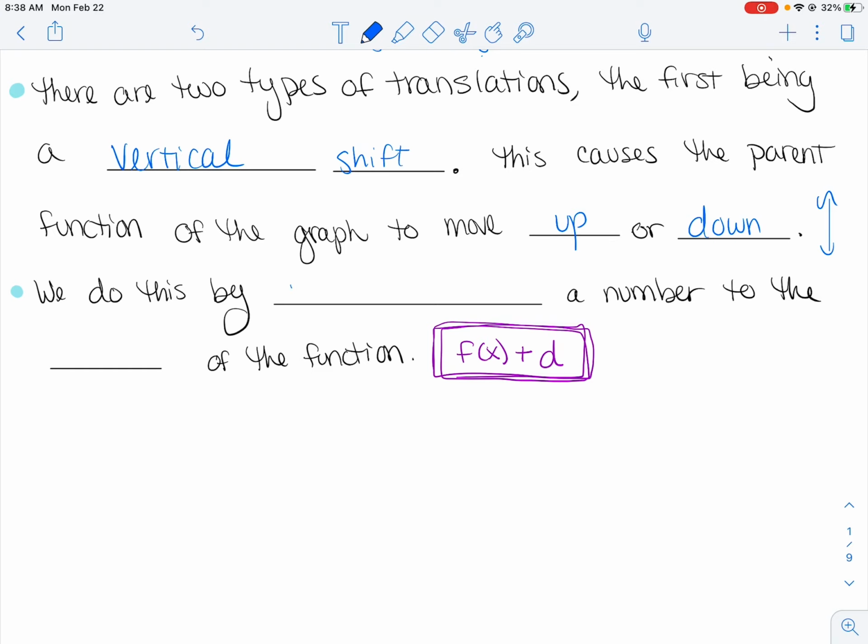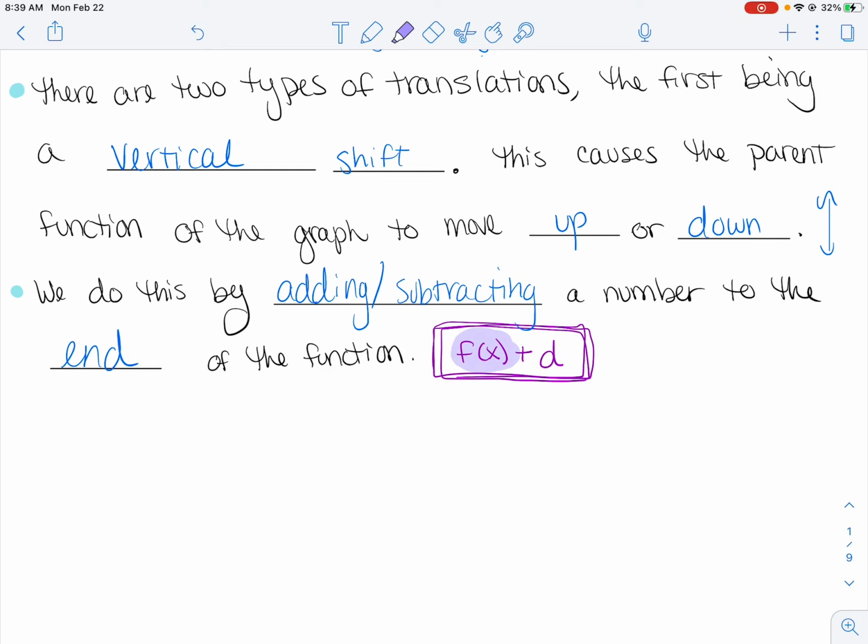All right, we're going to do this by adding or subtracting a number to the end of the function. So the placement of the number is the most important part when we're talking about these equations.